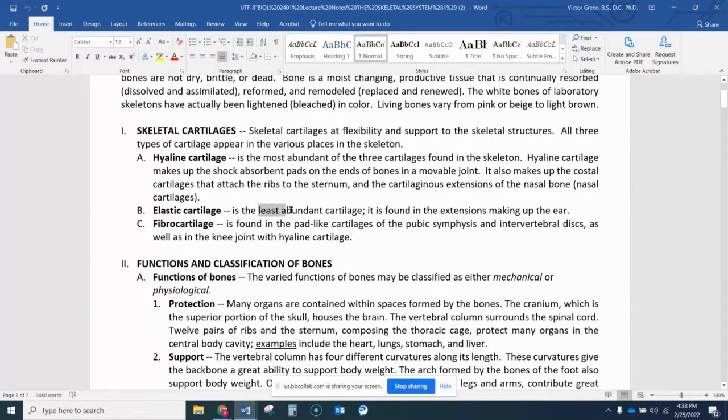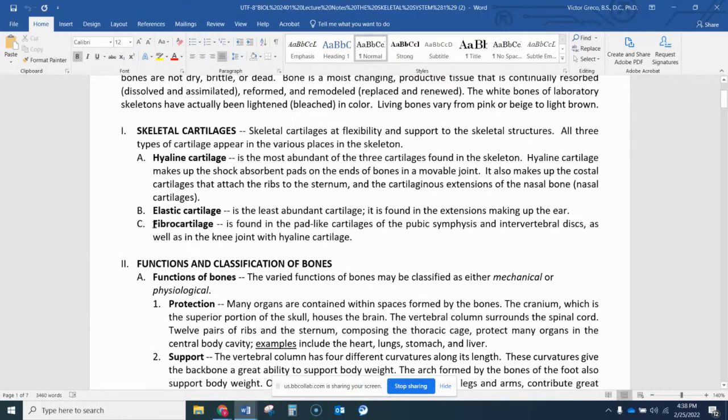What we have the least of is elastic cartilage. And we only find that in very specific locations like your outer ear, right? That bendy part on the side of your head, that's elastic cartilage in there. Also your epiglottis, that's a little piece of elastic cartilage that bends so that when you swallow, food doesn't go down the wrong tube. But other than that, there is no other elastic cartilage in the body.